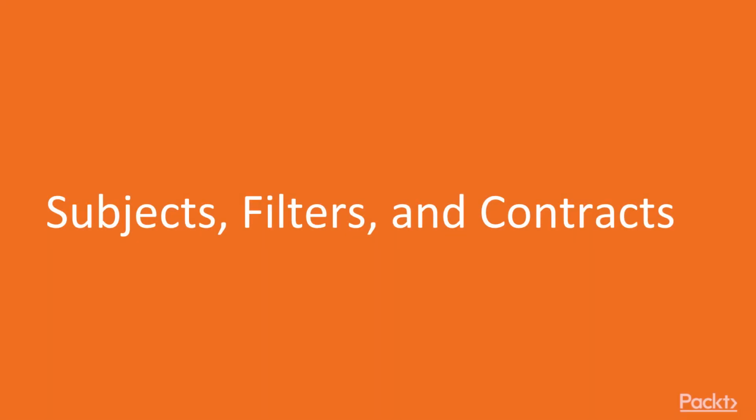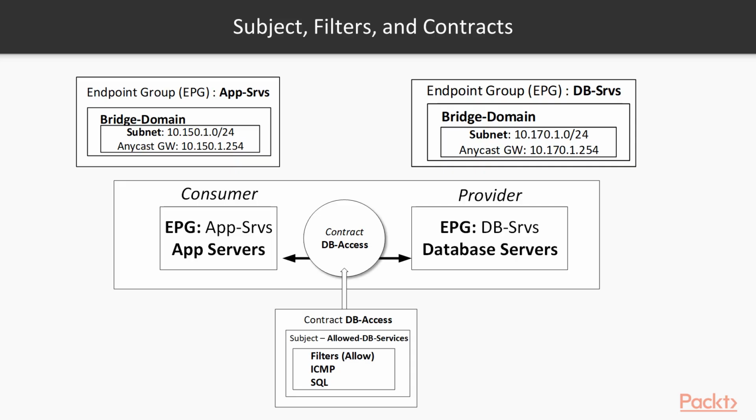Subject, filters, and contracts. The big moment is now. Let's learn contracts and how ACI does its policy-driven architecture. You build the fabric, but you have to specify what needs to talk to what, or what is allowed to talk to what. So that is where the contract comes into place.